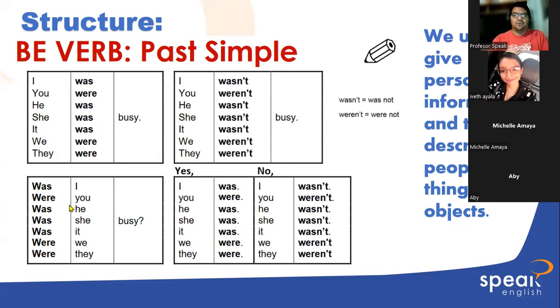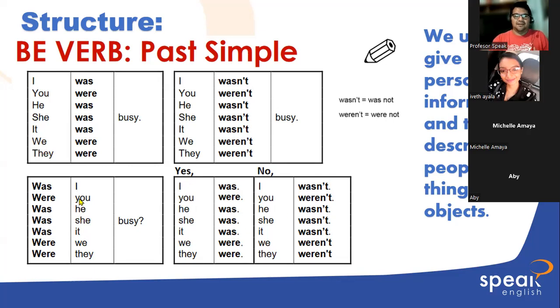Okay, so now when you have a question, what we do is we switch or we flip, okay, the subject and the verb. So now instead of saying I was, we say, was I? Was I busy? Yes, you were, or no, you weren't. Were you busy? Yes, I was, or no, I wasn't.